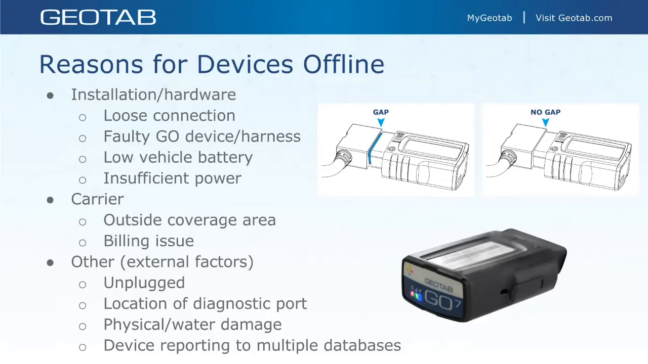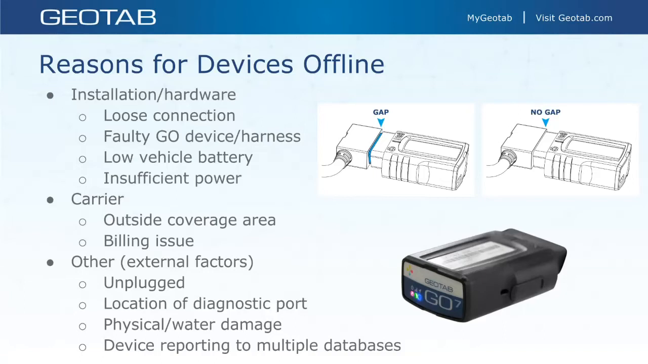You could have a low vehicle battery, and the battery of the vehicle supplies the power for the Go device, or it could be something where the port in your vehicle is supplying insufficient power, tied into the low battery. Maybe you blew a fuse, or maybe for whatever reason there's a problem with the diagnostic port. It's not supplying the power to the harness or to the Go device that it needs to be. That's the first category. Second category is carrier related.